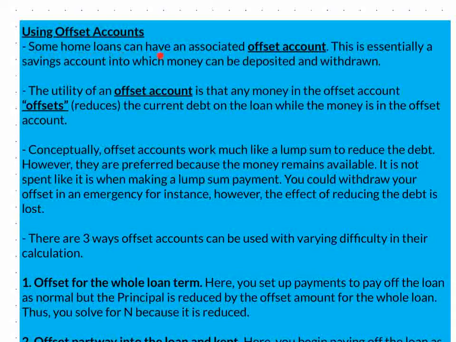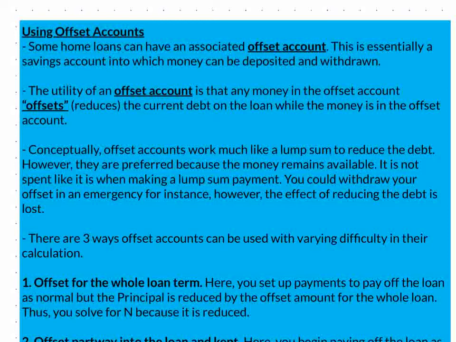So some home loans can have an associated offset account. I have one myself, and I use this feature. It's essentially a savings account into which money can be deposited and withdrawn, and it doesn't earn interest, and you'll see why it doesn't earn interest soon.